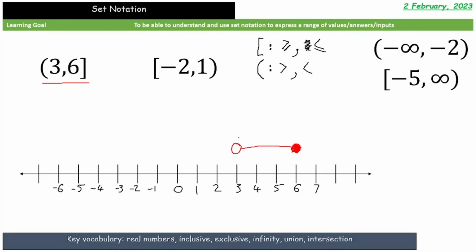To show that we could have anything. So we could have any values for this set here as 3.1, 3.0001, etc., all the way up to and including 6. That is it.